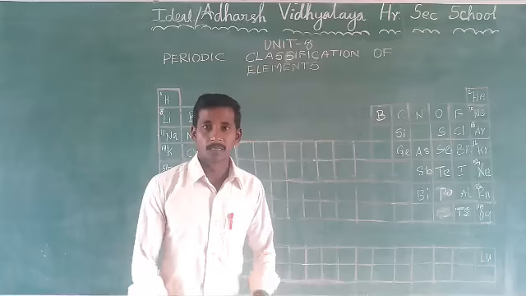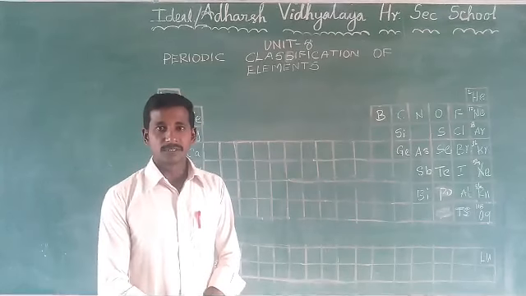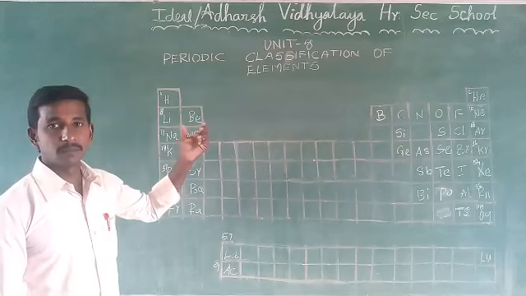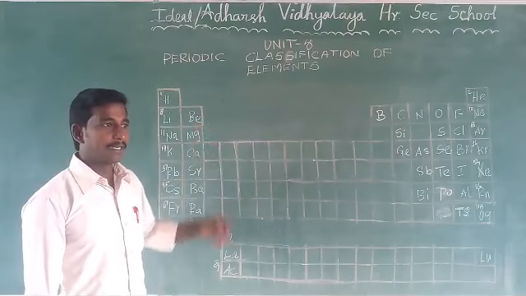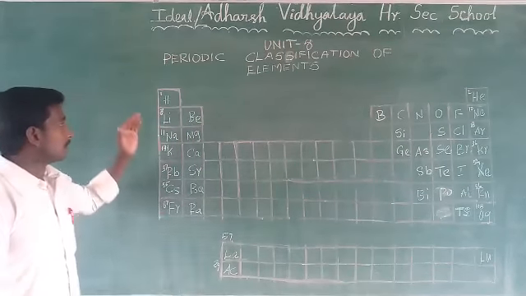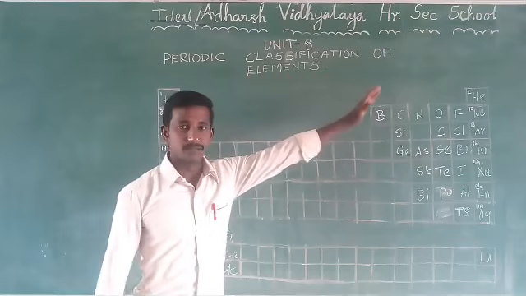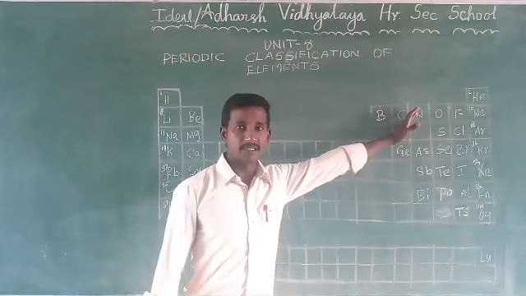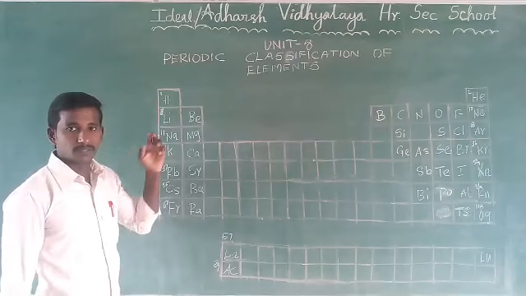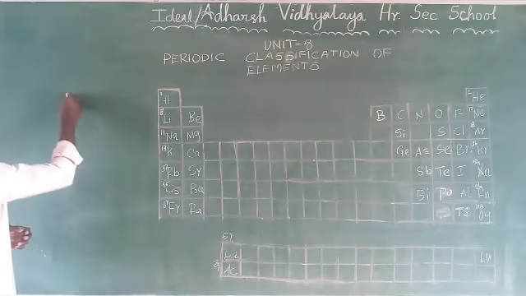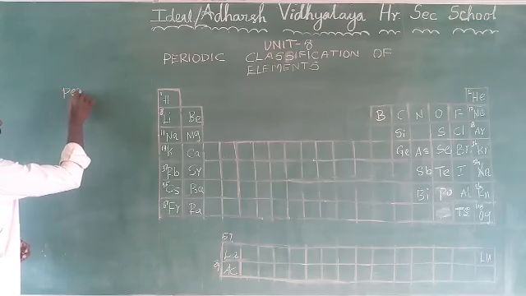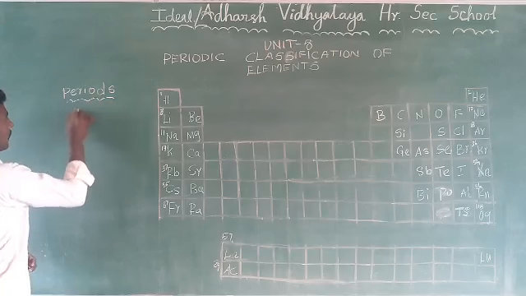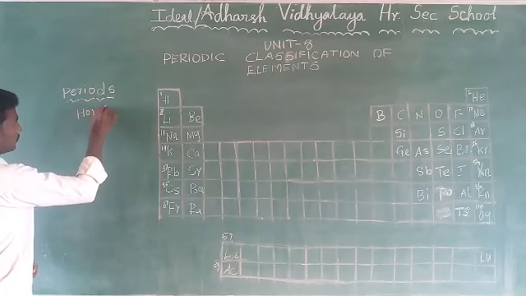Okay. Next, features of periods. Before going to that, what is a period? The horizontal rows from left to right are called periods.